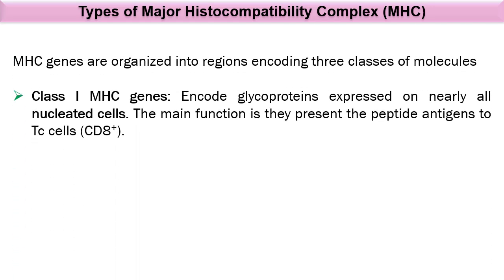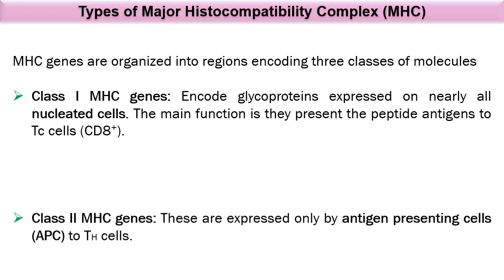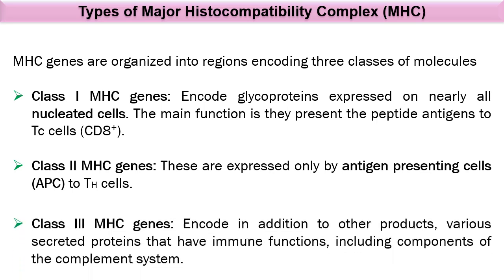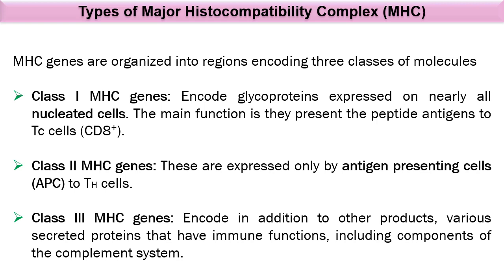There are three classes of MHC protein. Class 1 MHC genes are expressed on nearly all nucleated cells. Their main function is to present the peptide antigen to cytotoxic T cells. Class 2 MHC genes are expressed only by antigen presenting cells to the T helper cells. The antigen presenting cells are macrophages, dendritic cells and B cells. Class 3 MHC genes help in the components of the complement system.